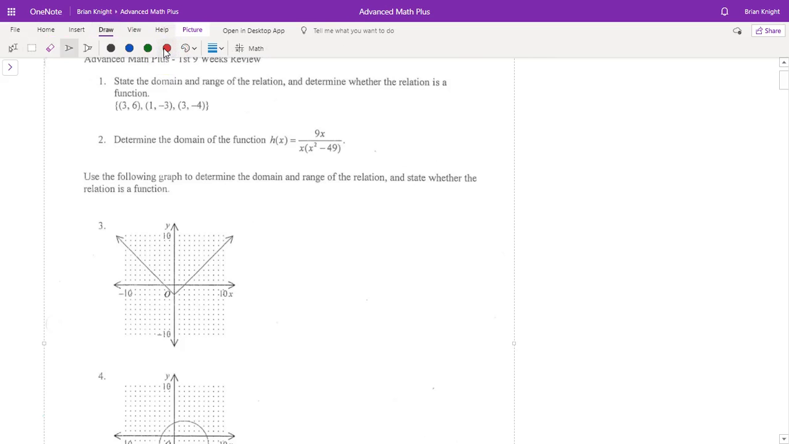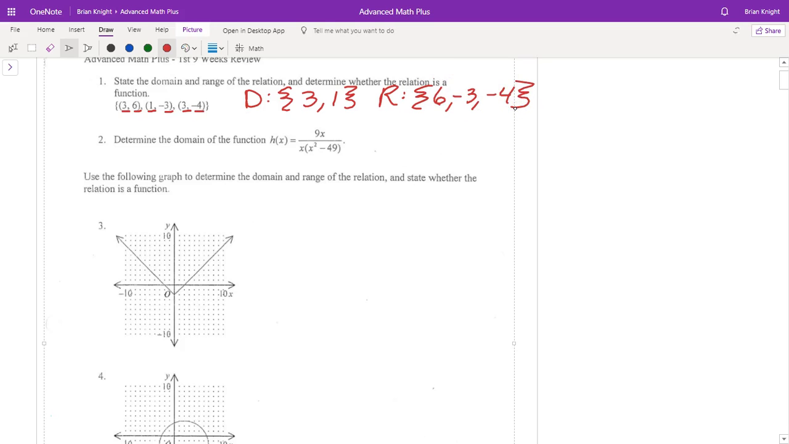State the domain and range of the relation, then determine whether the relation is a function or not. So, domain is just the what? X's. So, for this one, the domain is, what are the X's? 3, 1, and 3. Do I have to say 3 twice? No. Okay, so 3 and 1. Your range is the Y's. 6, -3, -4.